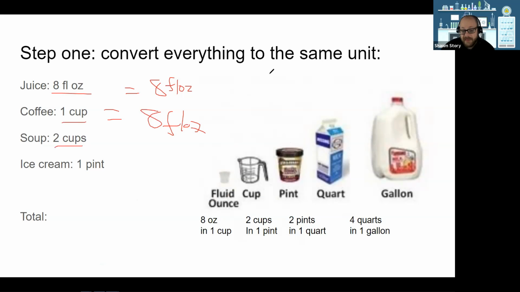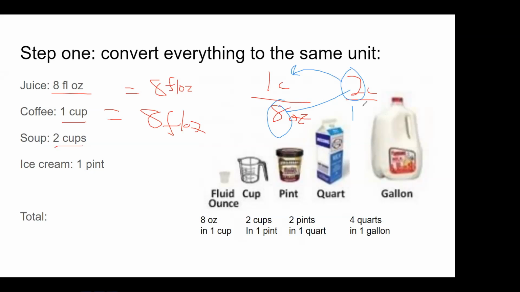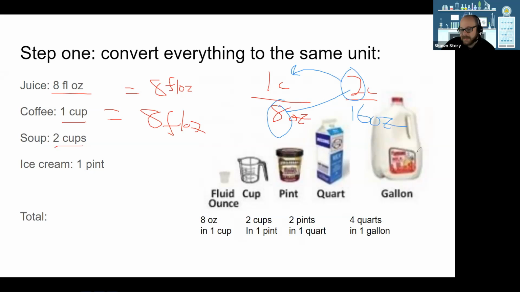Now, if I wanted to show the math for that, I know that 1 cup equals 8 ounces. And I'm trying to figure out 2 cups. So how do I cross multiply? I'm going to take 8 times 2, divide by 1. What is 8 times 2? 16. Divide by 1 is also 16. So there's my 16 ounces, and that's how I cross multiply. So the 2 cups of soup was really 16 fluid ounces of soup. And then our 1 pint of ice cream.